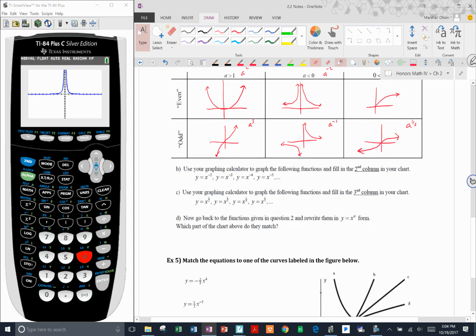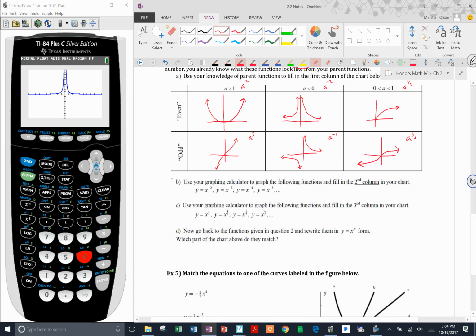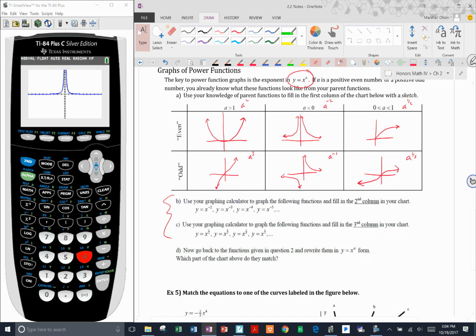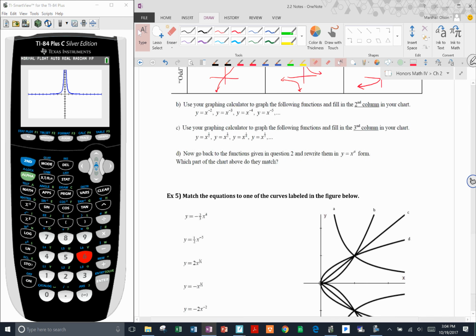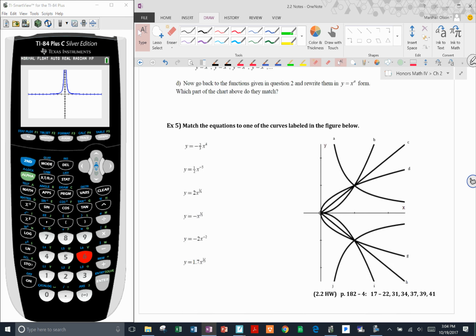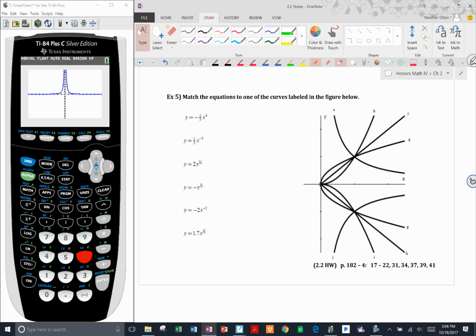Okay, so we kind of took care of this. We just wrote out what we would expect in general from the graphs given an even or an odd, and if it is greater than 1, less than 1, in between 0, or less than 0. And we're going to use that to help identify these graphs in this example down here. I'm going to write down here y equals k times x to the a as just a reminder.